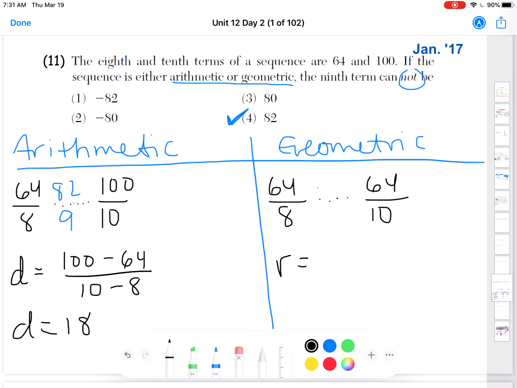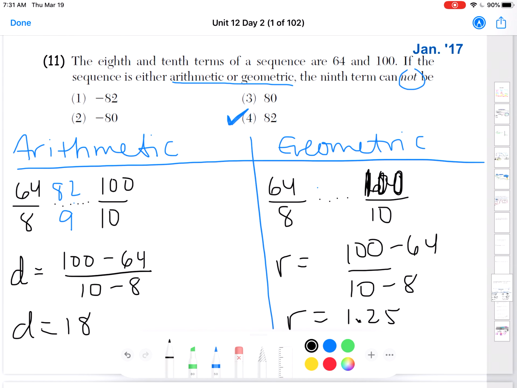Okay, so there's space between them, so we can't just divide them. We will divide them. Oops, this is 100. Okay, so 100 minus 64, 10 minus 8, and we get a common ratio of 1.25. Okay, so if I multiply 64 by 1.25, I wind up with 80. So I go back up here, and 80 can work too.